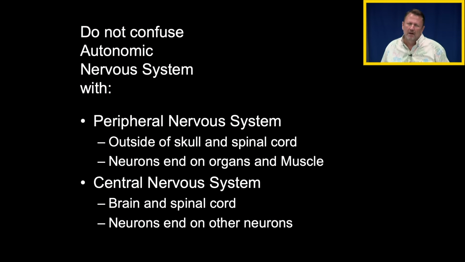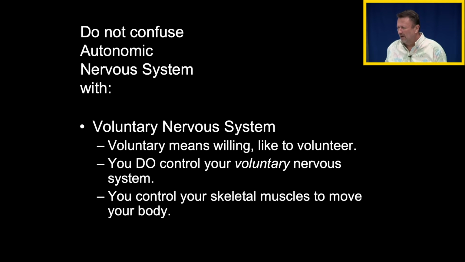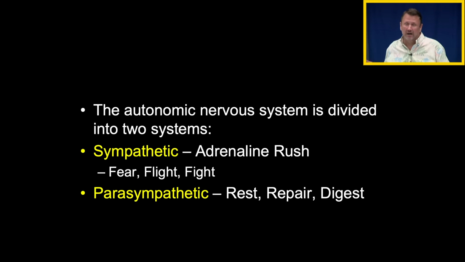All right. Peripheral means outside of the skull and spinal cord. Central nervous system means inside the brain and spinal cord. That includes your eyeballs. Your eyeballs are part of your central nervous system. Your voluntary nervous system is the stuff that you can move. All right. And so those are all different than the autonomic nervous system.